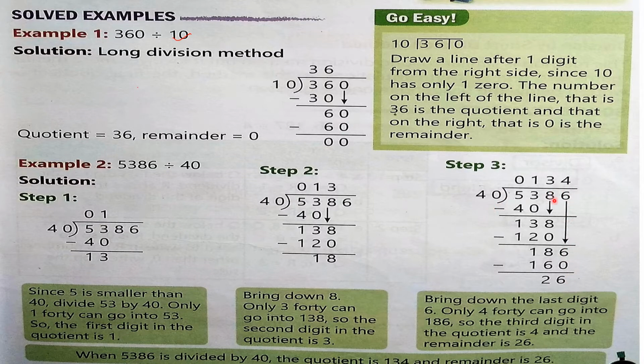Now 4 times 4 is 16, that's 186. 4 times 4 is 16, that means 160. So 6 minus 0 is 6 and 8 minus 6 is 2. So 26 is smaller than 40, and always keep it in mind, the remainder is always smaller than the divisor. So now here the quotient is 134 and the remainder is 26.